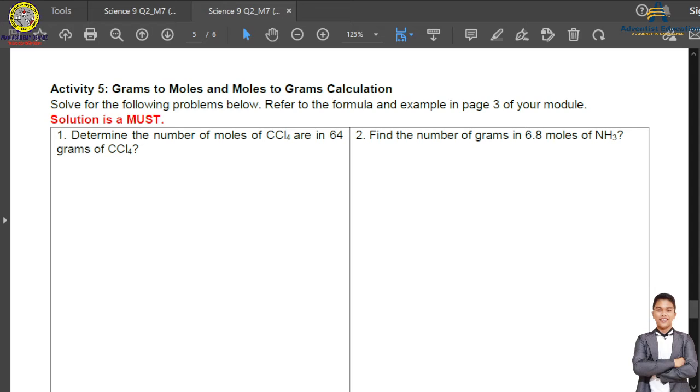Now, let's proceed to the calculation to determine the number of moles in the 64 grams of CCl4.